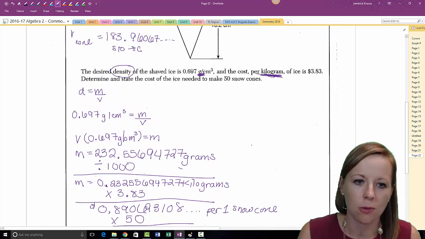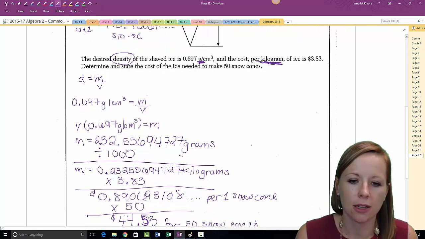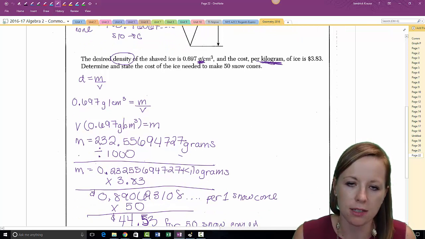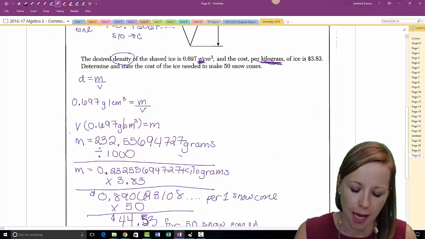So the big deal was that silly kilogram section right here, that dividing by 1,000. A lot of people miss that.